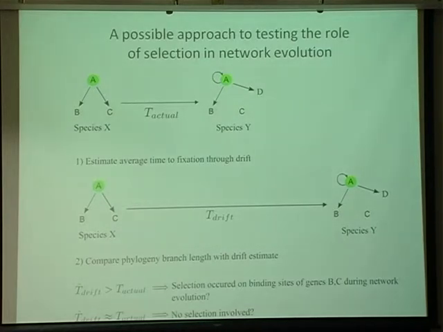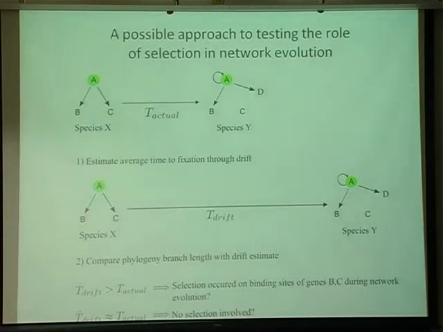And we know for sure that positive selection tends to speed up the acquisition of genes. So in all likelihood, if the drift-based estimate that we compute is much, much longer than the actual phylogeny distance between these two species, that is some proof that the binding sites of B, C, and D, in this case, were under some sort of positive selection. Whereas if the estimates are comparable, it's very hard to rule out the effects of drift.